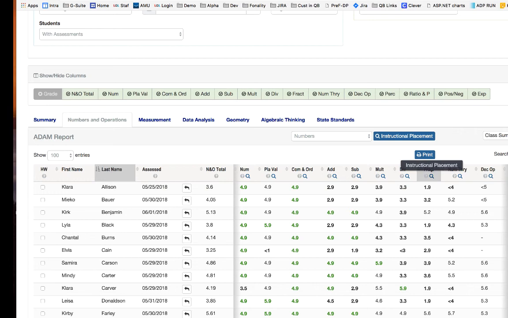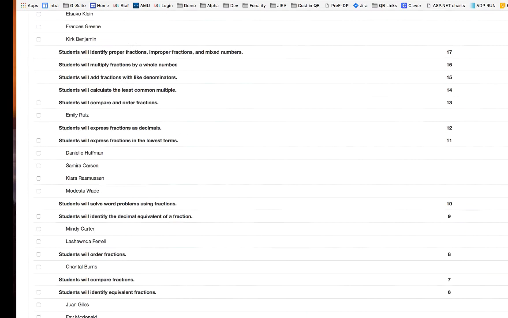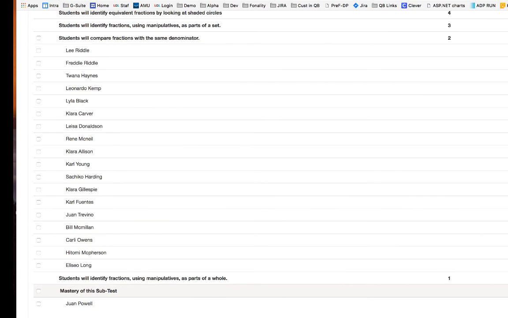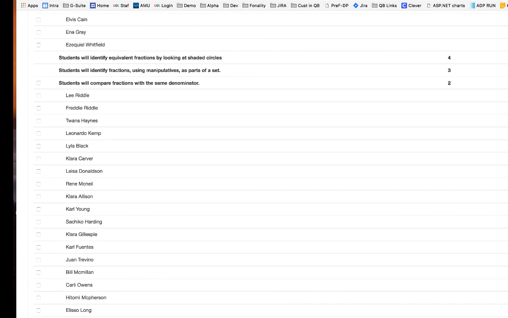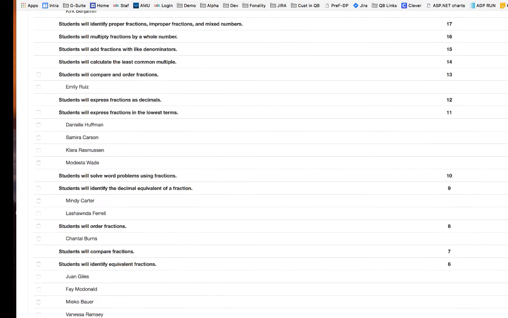Let's take a look at fractions. I click on magnifying glass. Now fractions is a lot more complicated. There's lots of skills involved. So at the very, very lowest level, there's no one. Juan has mastered fractions. The vast majority, these big number of students here, are working on fractions with same denominator. These 4 students are working on representing fractions.